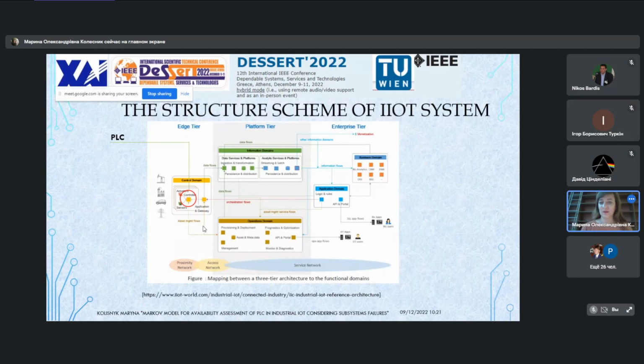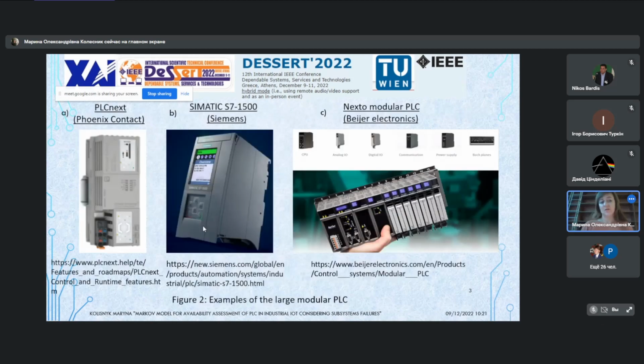Not only one, they can be in large number in the IoT system, and also special software for management, SCADA systems and PLC systems, and also software like operating systems, like Linux. The functioning of the IoT subsystems depends on the dependability and availability of its subsystems. We can see examples of large modular PLCs from different producers, which can be connected to the IoT system like a network device.